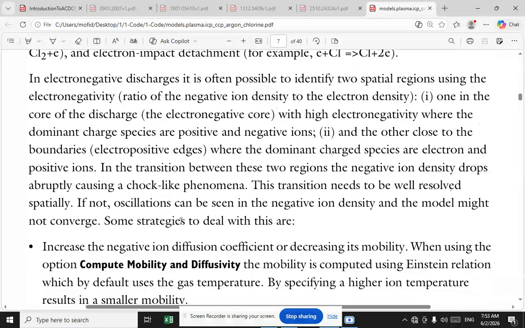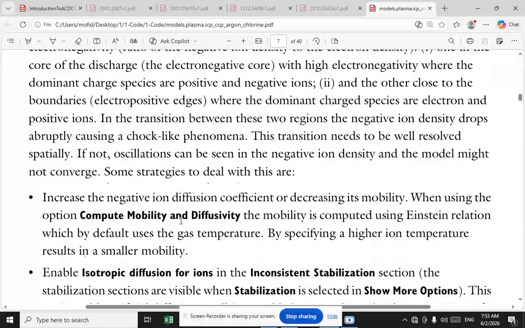In electronegative discharges, it is often possible to identify two spatial regions using the electronegativity ratio, the negative ion density to the electron density. One is the core of the discharge, the electronegative core with high electronegativity, where the dominant charged species are positive and negative ions, and the other close to the boundaries, the electropositive edges, where the dominant charged species are electrons and positive ions. In the transition between these two regions, the negative ion density drops abruptly, causing a choke-like phenomenon. This transition needs to be well resolved spatially.